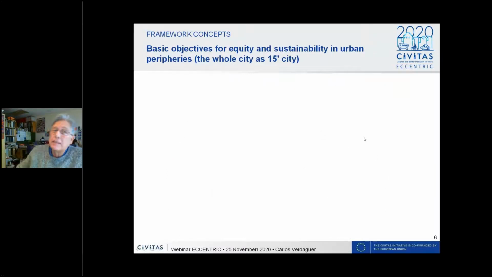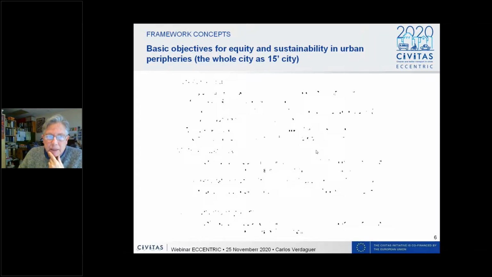Which are the basic objectives for equity and sustainability in urban peripheries? This is where we use this famous logo of the city of 15 minutes. I think the idea is to get the whole city as a 15-minute city. So to say, to get this kind of decentralization that permits that each of these urban neighborhoods functions as a sort of a 15-minute city.